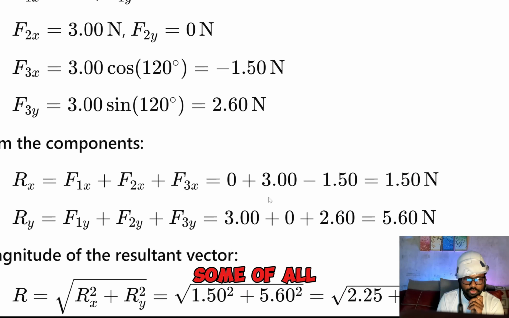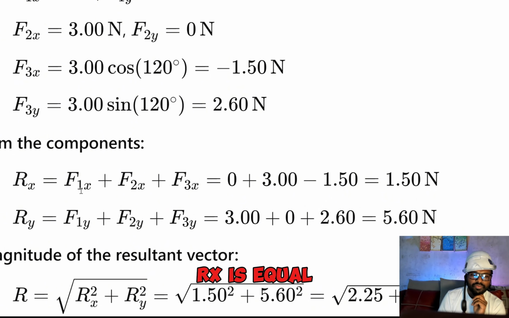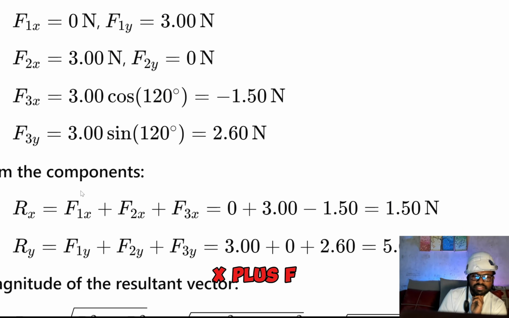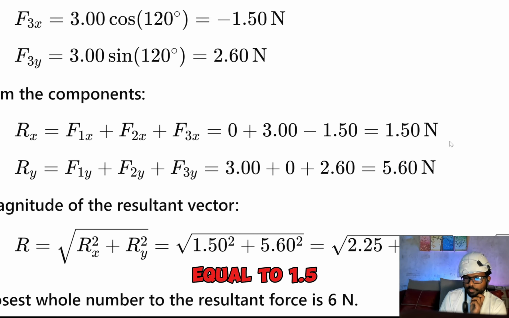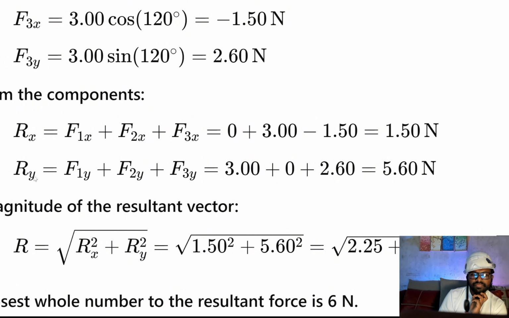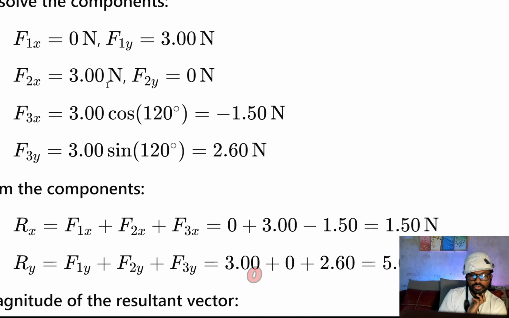So the sum of all the components: Rx is equal to F1x plus F2x plus F3x, which is 0 plus 3 minus 1.5, which is equal to 1.5 newtons. Ry is equal to the sum of all the y components, which is 3 plus 0 plus 2.6, which is going to be 5.6 newtons.